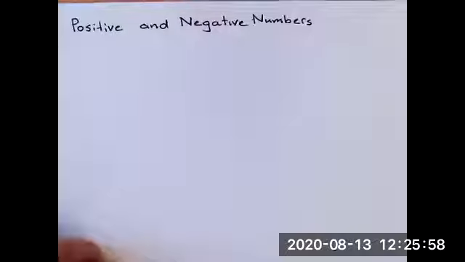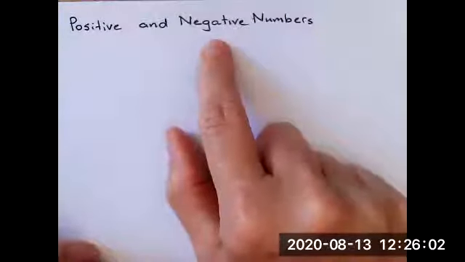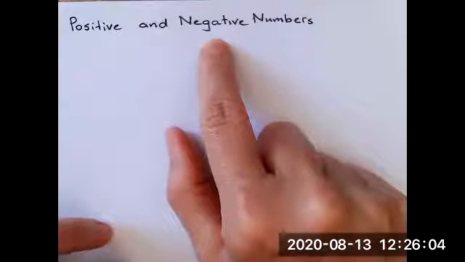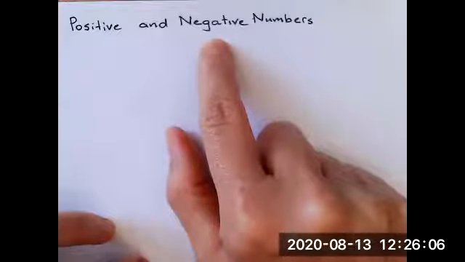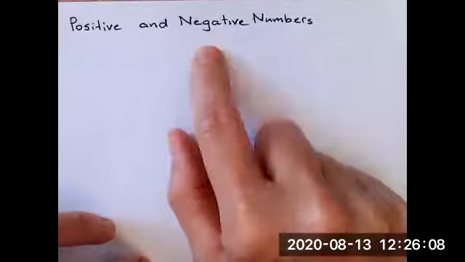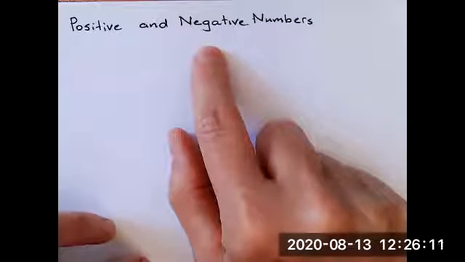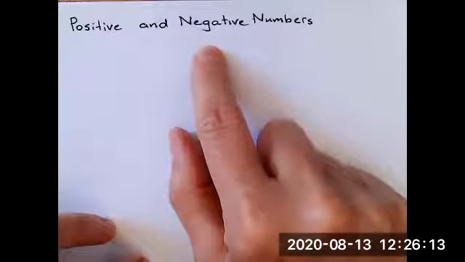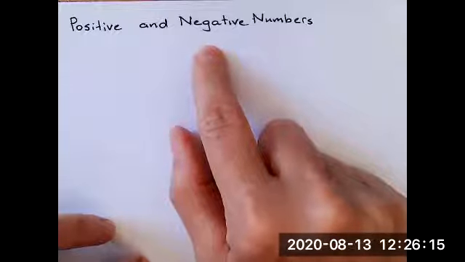All right, let's talk about positive and negative numbers. In particular, we're going to introduce negative numbers. You might be thinking, why would we need negative numbers? Well, we can represent things like your bank account balance. If you owe the bank $30, then that would be negative 30. You could also represent the distance below sea level and things like that.